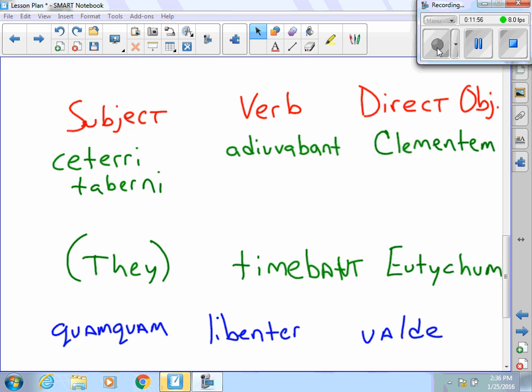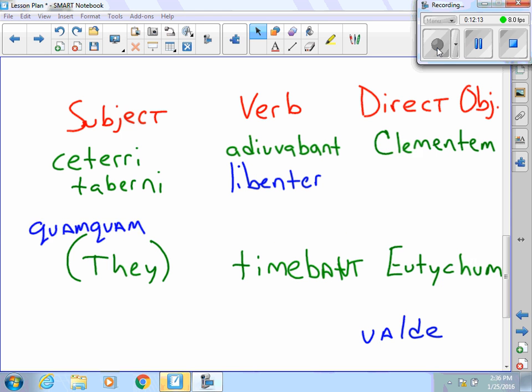Now I have these other words that I had to deal with. Labentur needs to go up here with this verb, freely. So the rest of the shopkeepers freely were helping Clemens. Then I have these other two. This quam in the interrupter basically is connecting the two. It means although. And then this walde is telling me more about temebant. That's why they call them adverbs, because they tell me about the verb. So here I have the rest of the shopkeepers were freely helping Clemens, although they were fearing utichum very much.